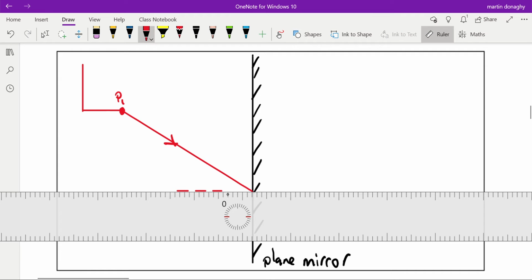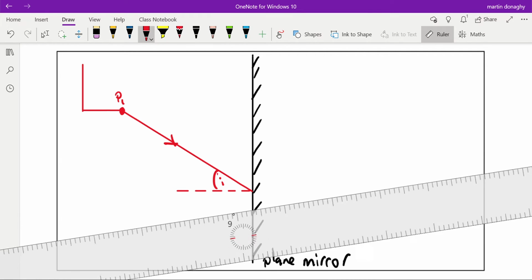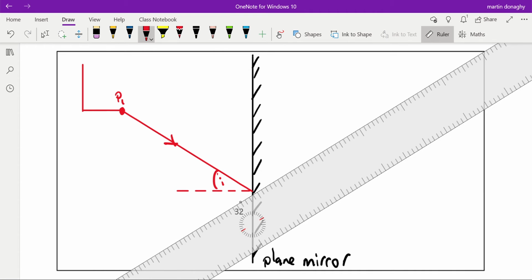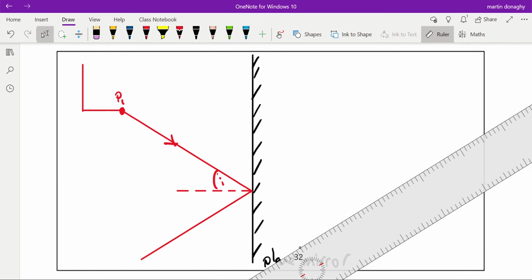A dashed line for the normal because it's an imaginary line that just helps us construct our diagram. Measure the angle of incidence and repeat it on the other side. Okay, so use your protractors. Try and be as accurate as possible. And then draw where your ray is reflected.